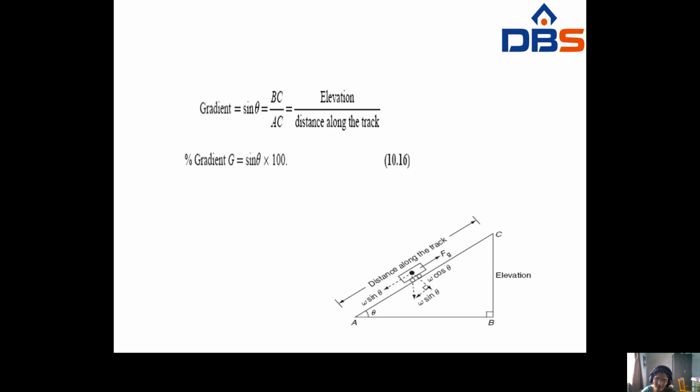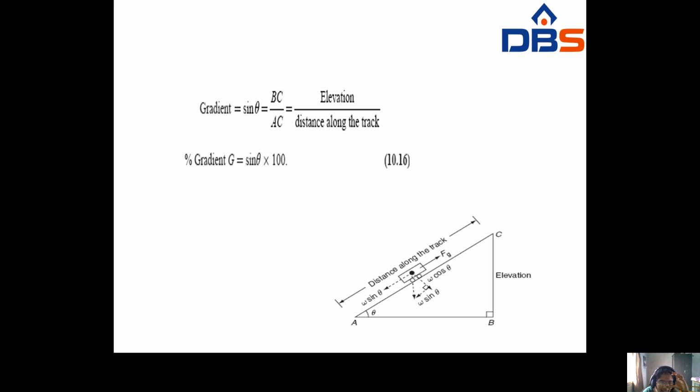Here the train will be traveling along the track. The distance along the track, it experiences the force in the direction of W sin theta, W cos theta. This is the elevation height from the earth to the track. The gradient sin theta is given by BC, the opposite side, the elevation, divided by the distance along the track.